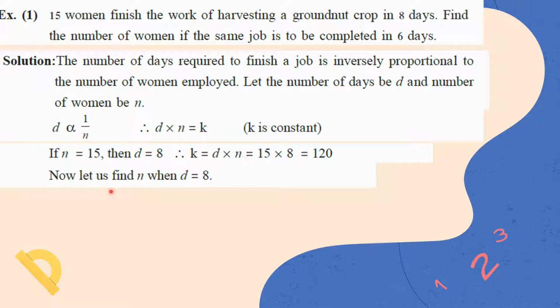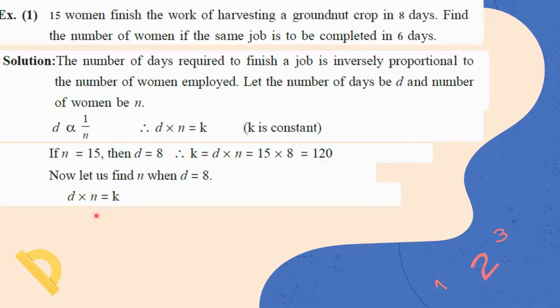Now let us find out N when D is 6. That means we have to find the number of women when the job is completed in 6 days, how many women will be required.